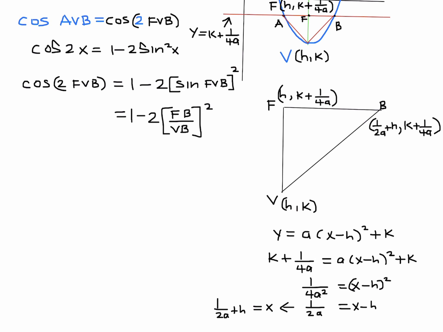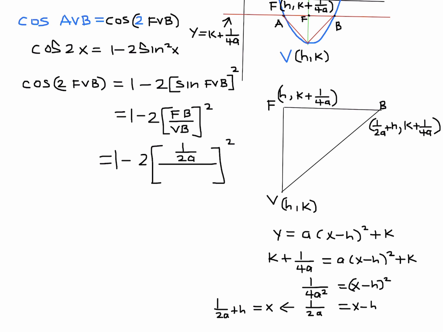plus h. So it's 1 over 2a plus h. All right. So now we can easily figure out FB and VB. So this becomes 1 minus 2 times (FB over VB) squared. Well, FB is from here to here, so that's just the difference in the x values. And if you compare this to this, if you subtract this from that, you just get 1 over 2a. So that's pretty straightforward right there. And then I can do FV and then use Pythagoras to figure out VB. It'll probably be a little bit easier.